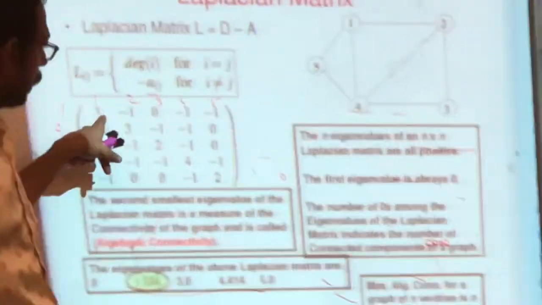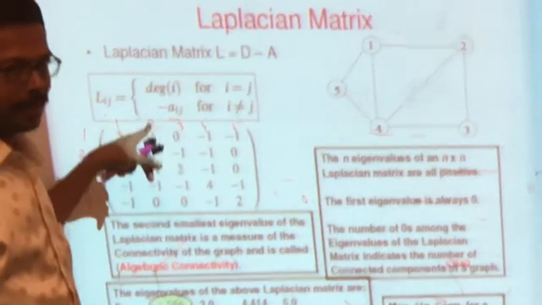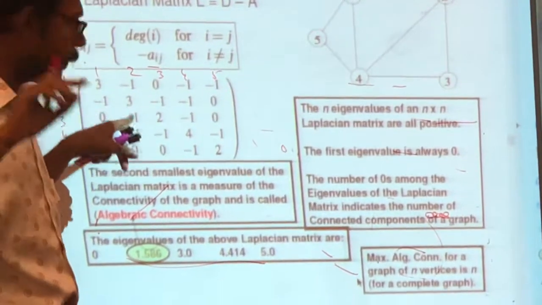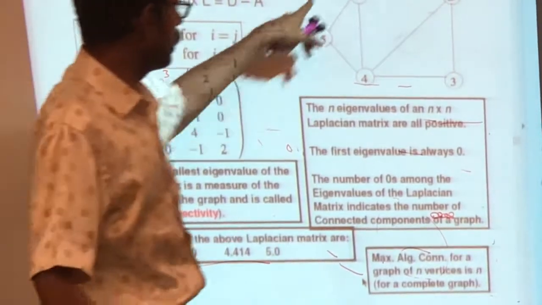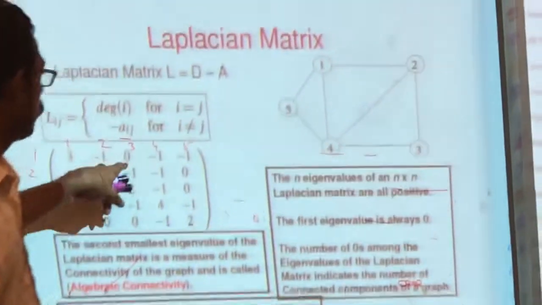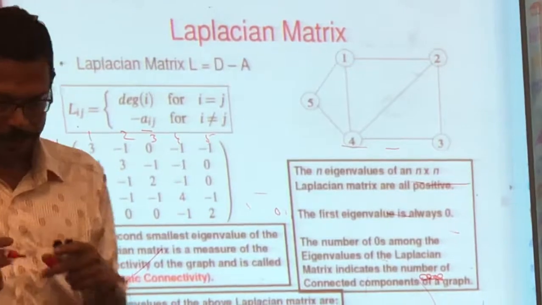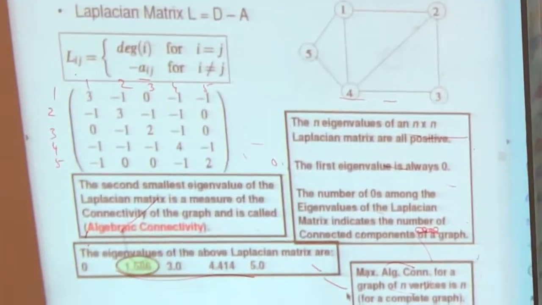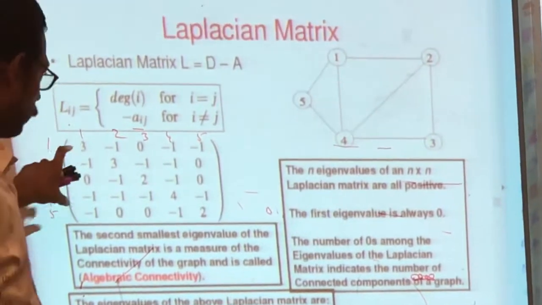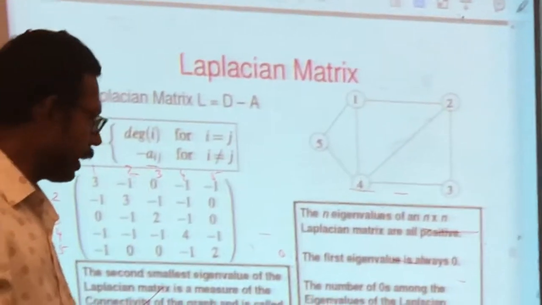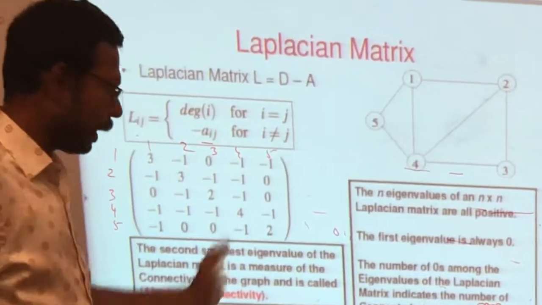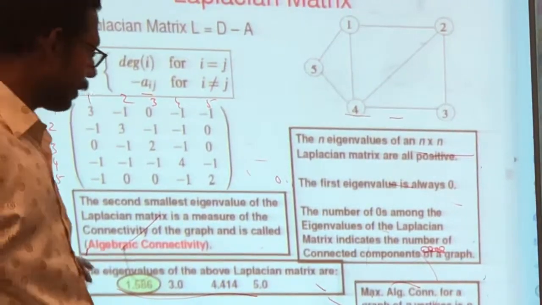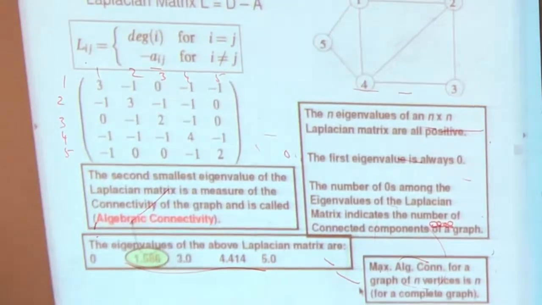So the diagonal is a degree. The other entries are either a 0 or negative 1. A 0 if they don't have an edge, like 1 and 3 don't have an edge, so the entry is a 0. If the two vertices have an edge, the entry is a negative 1. Okay? So now we feed this to the eigenvector program. It's going to give you again the eigenvalues and the corresponding eigenvectors. We are just interested in the eigenvalues for this application.